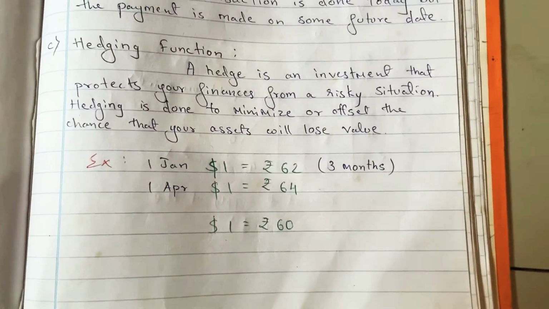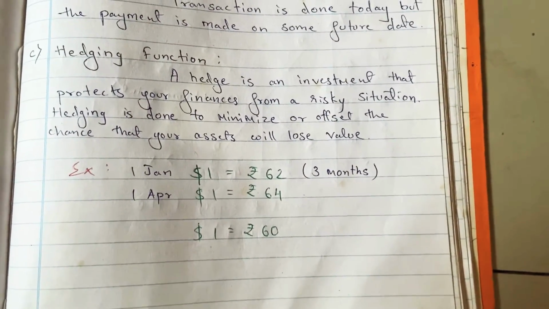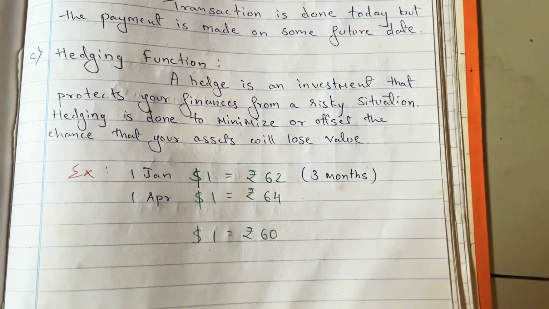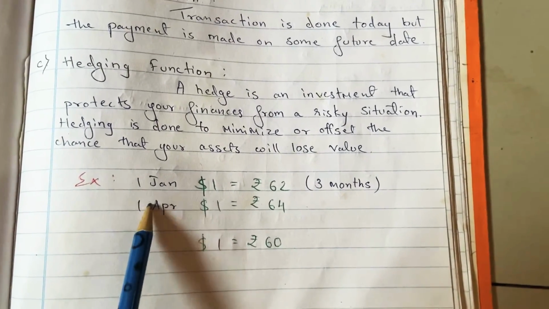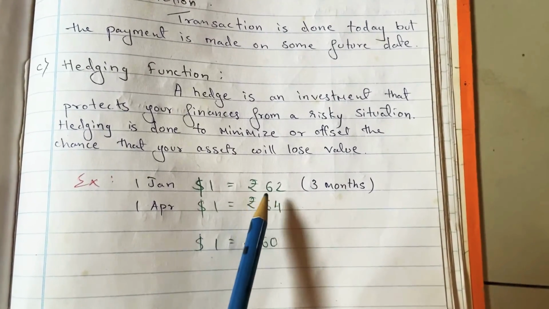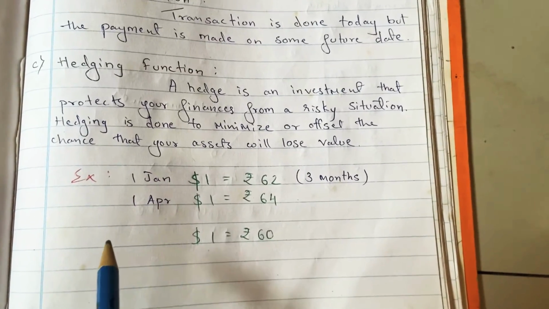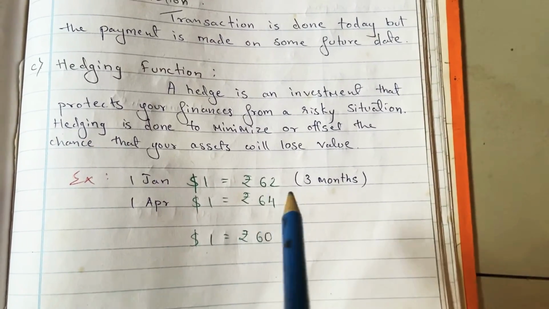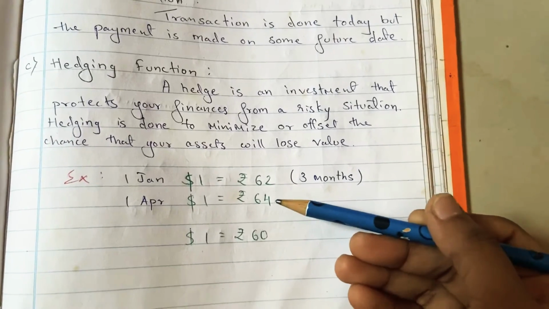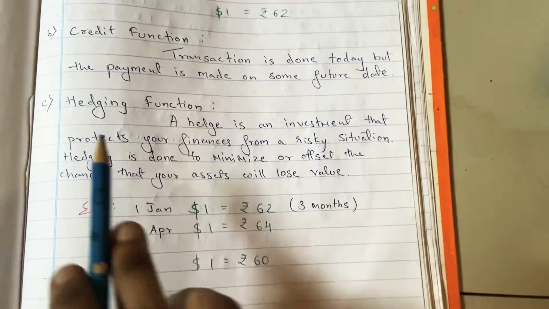Now the third one is the hedging function. A hedge is an investment that protects your finances from a risky situation. That means I do a transaction on 1st Jan where the rate is $1 equal to 62 rupees, and on 1st April when I have to make the payment, the rate is 64. That means I have to pay rupees 2 extra, and to bear this loss I use the function of hedging.